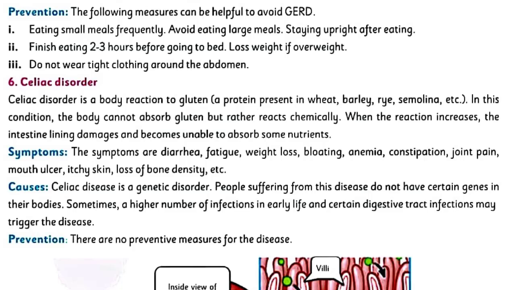6. Celiac disorder. Celiac disorder is a body reaction to gluten. In this condition, the body cannot absorb gluten but rather reacts chemically. When the reaction increases, the intestine lining is damaged and becomes unable to absorb some nutrients.